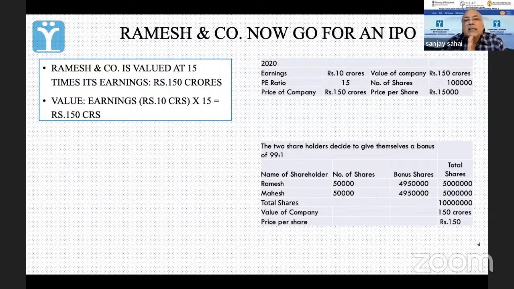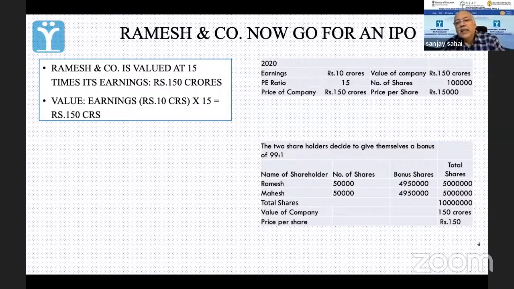So what you do is, there is this concept of giving yourself a bonus. So what you are saying is that for every one share that I own, I will allot myself 99 shares. See, remember, there are only two shareholders, na, Ramesh and Mahesh. Whatever they decide, that will happen. कंपनी उनकी है, और शेयर्स भी उनके हाथ में हैं. So they will decide what to do. So they say that for every one share that we have, we will take 99 times that shares. क्या होगा? Share price कम जाएगा.